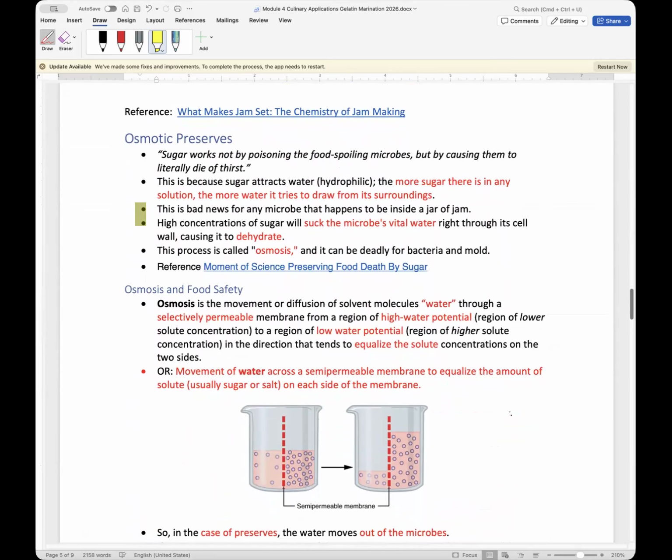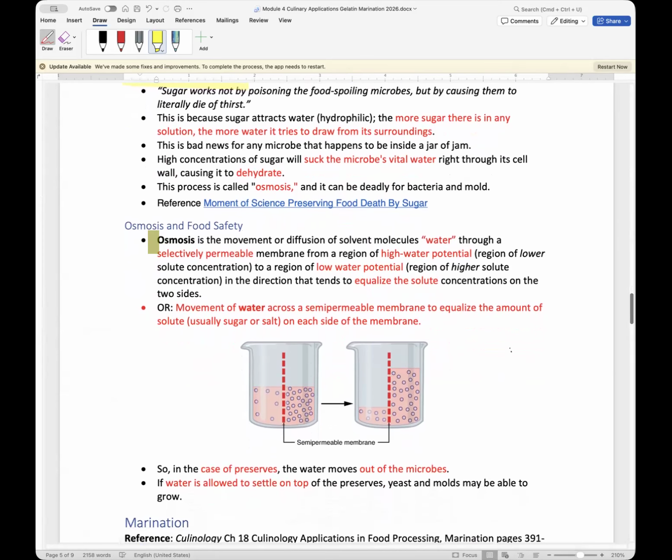So an osmotic preserve, what is that? Why is it called an osmotic preserve? Does anybody have any ideas about why that is? Ben says the sugar is eating up the water. Okay, using up. Okay, let's talk a little bit about osmosis, right?